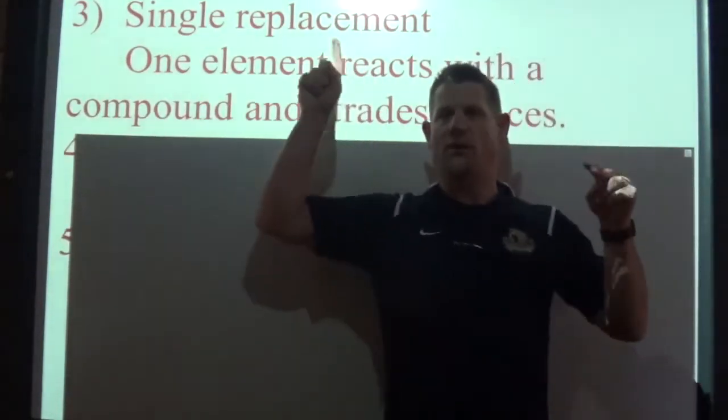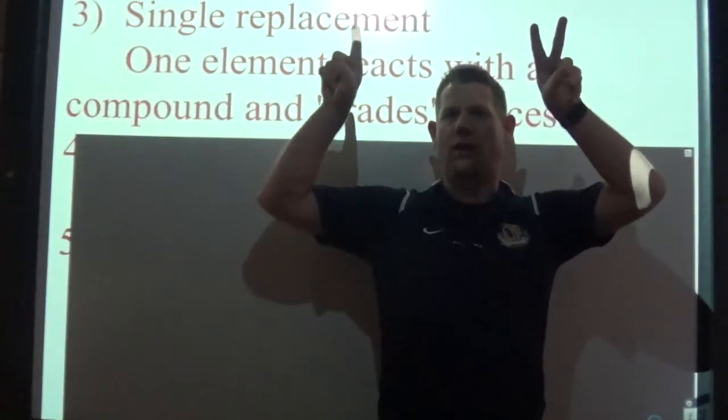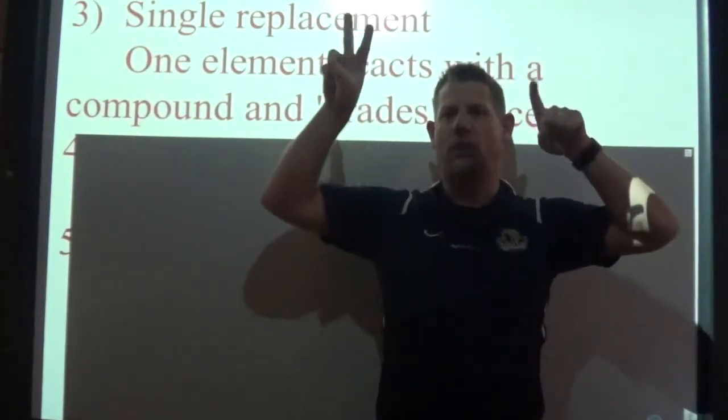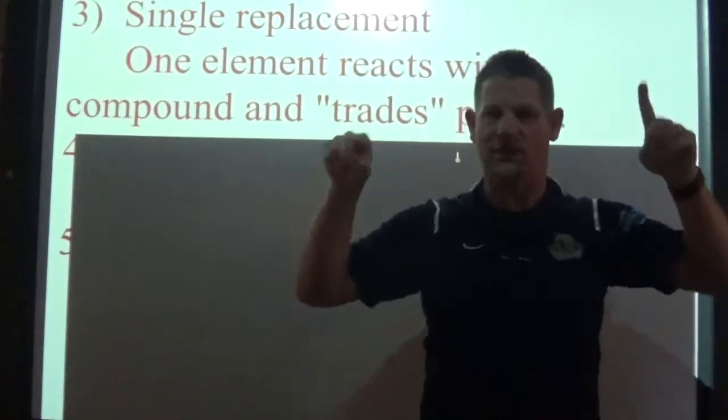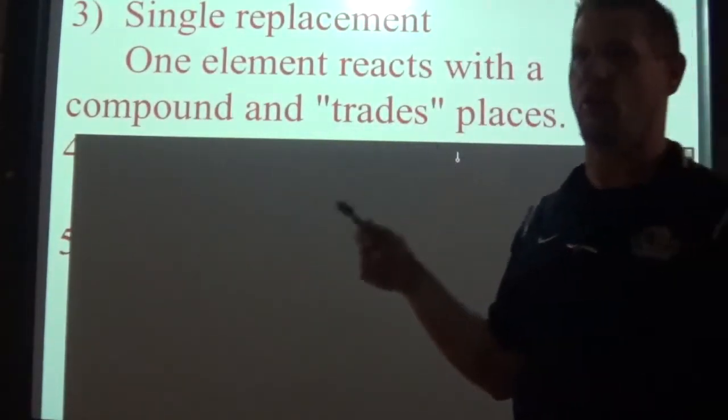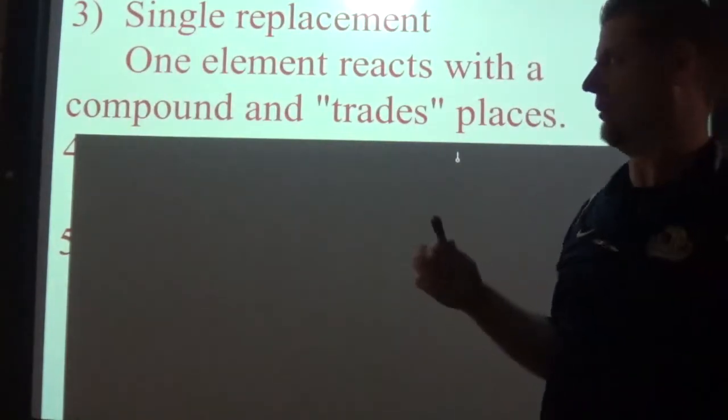We have one thing reacting with a 2 thing, and this 1 comes in and bumps it out of the way, and you get a new product of 2, and the 1 gets left over. So it's going to trade places with it. When I show you the generic equation, I'll explain it again and it will make a little more sense.